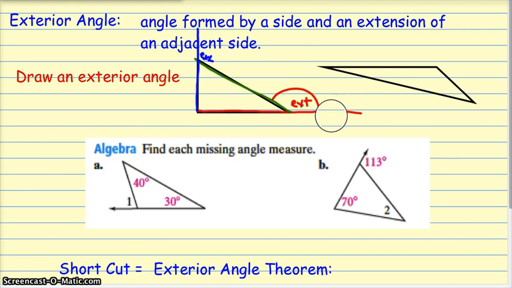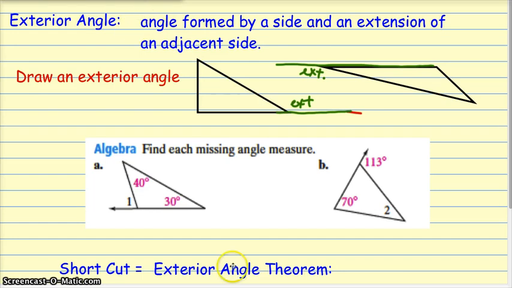So in regards to draw an exterior angle, draw one. Extend a side. There's your angle. You could extend this side if you wanted to. So there's your angle. They're on the outside of the triangle extended from a side.